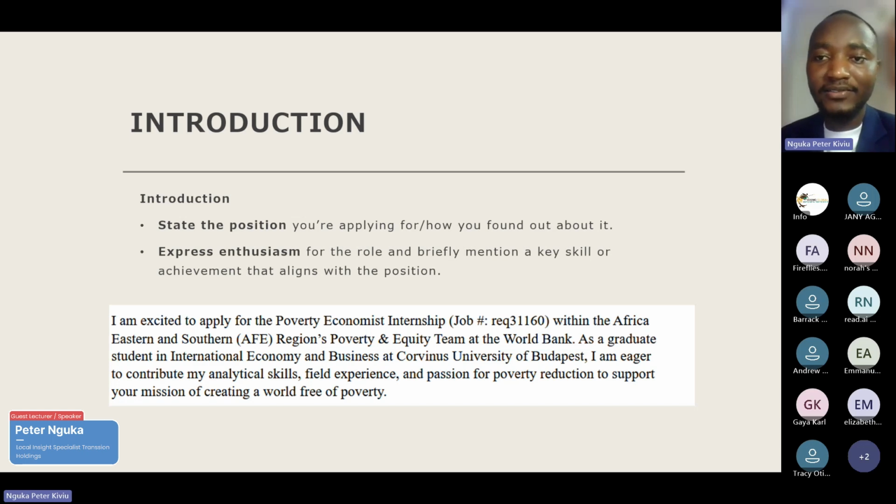So when I read that in the first sentence, I already know what I am applying for. Many people are applying for different jobs in the World Bank, and when they call people to apply for internships, there are a lot of internship opportunities. So it's very, very important that you specify what you're applying for.